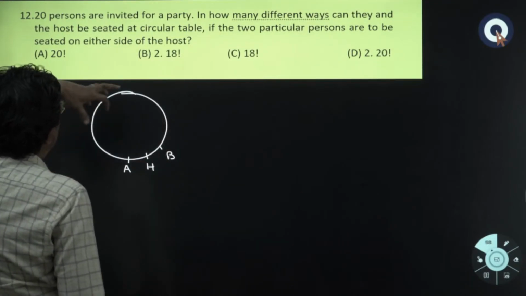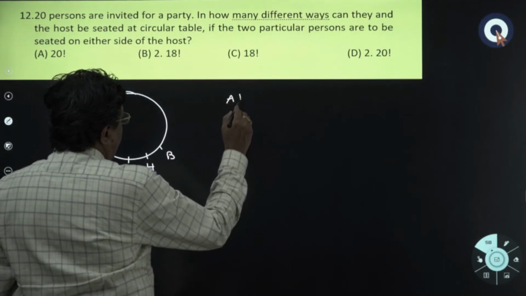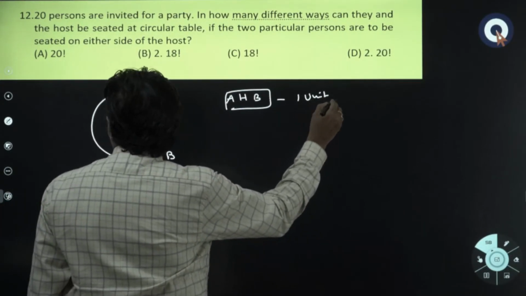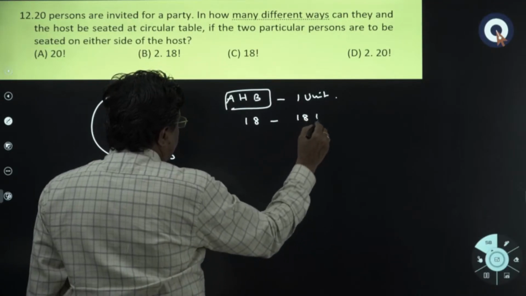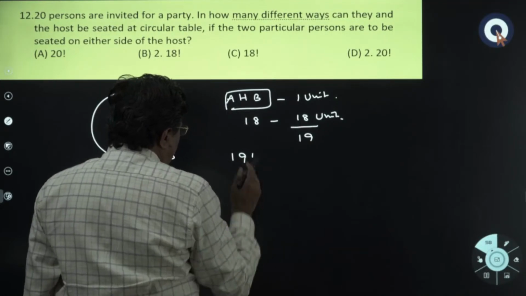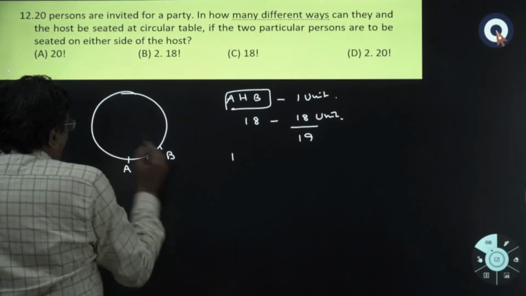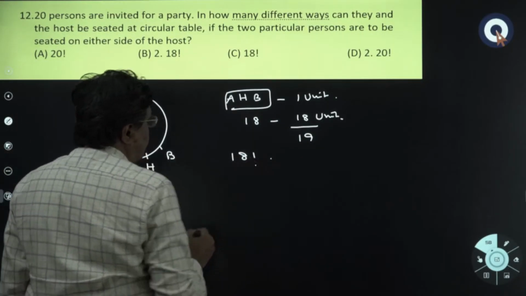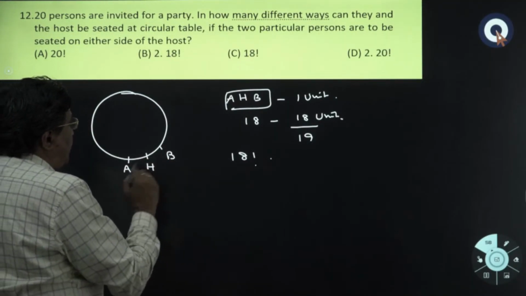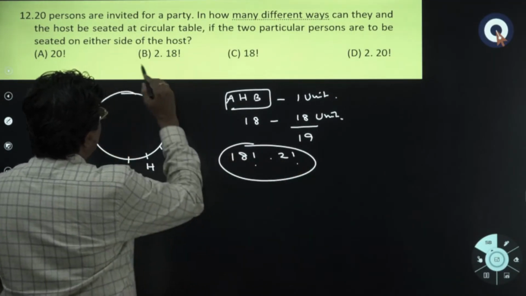So you have 21 seats around the table basically, and A, H, B, you consider them as one packet or one unit, and the remaining 18 people as 18 units. So the total number of units is 19. 19 units can be permuted among themselves circularly in 18 factorial ways. And wherever this packet comes, A and B can be interchanged among themselves in 2 factorial ways. So your answer is 18 factorial into 2 factorial, so 2 into 18 factorial.